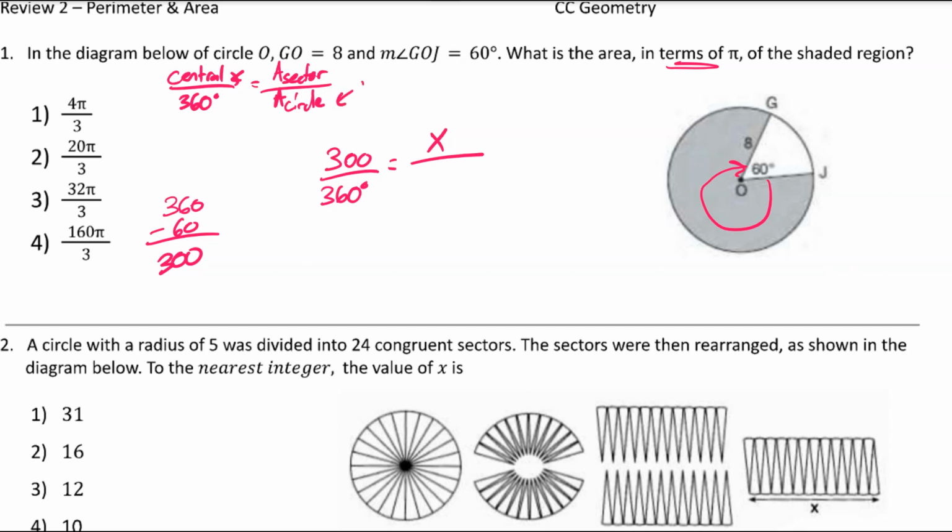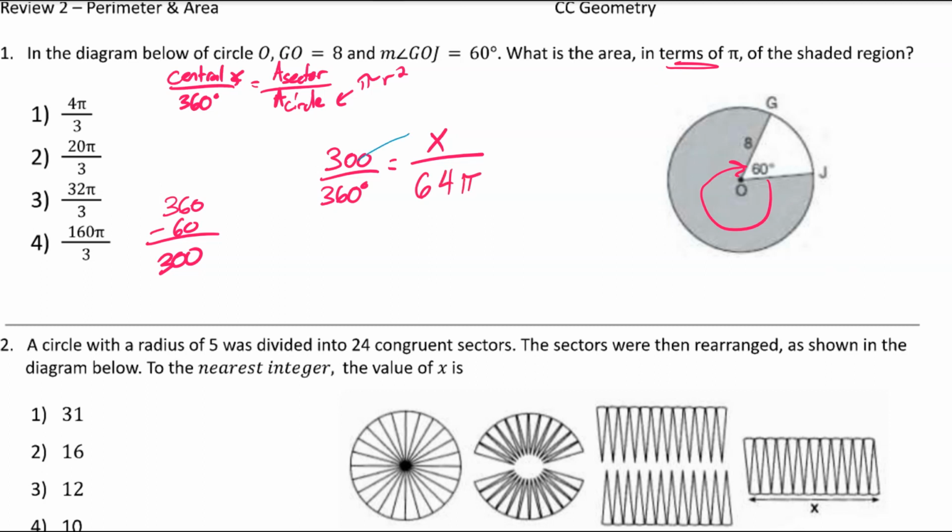Remember that the formula for the full area of a circle is pi times my radius squared. In this case, my radius is just 8. So you could write that as pi times 8 squared, or if you know that 8 squared is 64, you could write that as 64 pi.